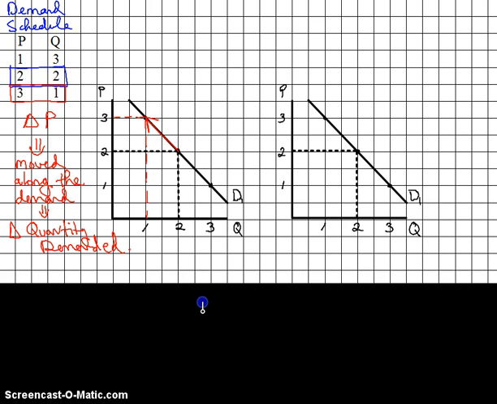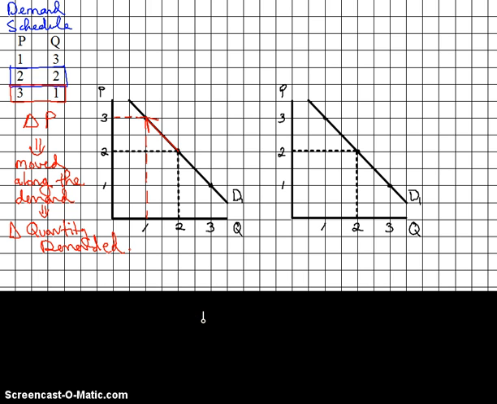And I'll use the shorthand. I'll say it's a change in Q sub D. A change in the quantity demanded. So that will always be true. If the price goes up and the quantity goes down and we moved along the demand curve, then that is called a change in quantity demanded. So that's what happens when you move along the curve.